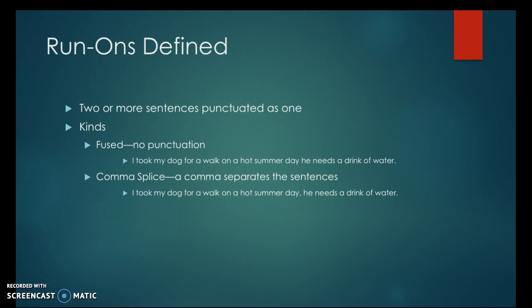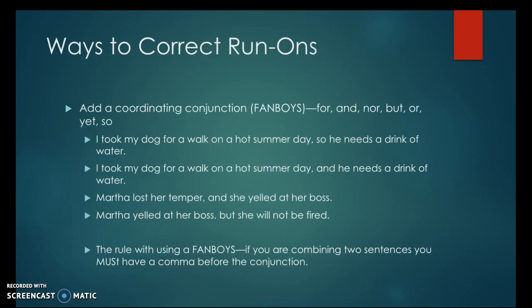And again, there's lots of ways that we can fix these run-ons. The first way is to add a coordinating conjunction. And maybe at some point in your education you heard about the FANBOYS. These I would commit to memory. So the FANBOYS are for, and, nor, but, or, yet, and so. And what these coordinating conjunctions do is they will combine two complete thoughts with one of these words and a comma in the middle.